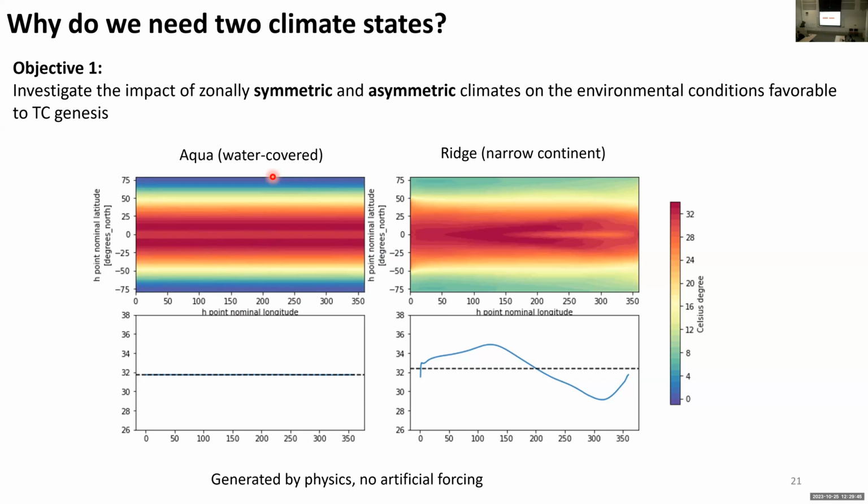For the aquaplanet, all the sea surface temperatures are zonally symmetric. And for the ridge, the sea surface temperatures have warm centers at the west and center of the basins and a cold tongue on the east side of the oceans. So it's zonally asymmetric. That will lead to upwelling, with atmosphere rising on the west side and descending on the east side. So that's why we need the two configurations, and it's also generated naturally by the physics. It's not that we artificially added some forcing.